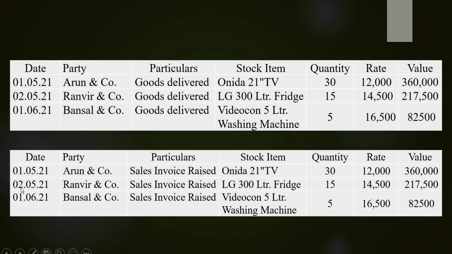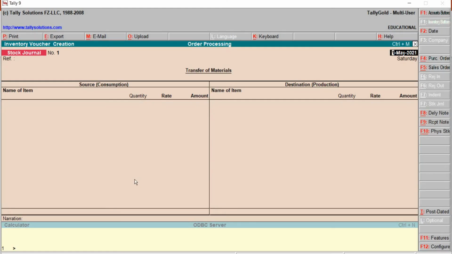The next entry, it is of 2nd May 21, Ranveer and Company. It has to be recorded in sales voucher. Stock item is LG 300, quantity 15, rate is 14,500. Let's see this particular recording. After doing the recording in sales voucher, it will be switched back to inventory voucher creation. Again, press here function key F8.